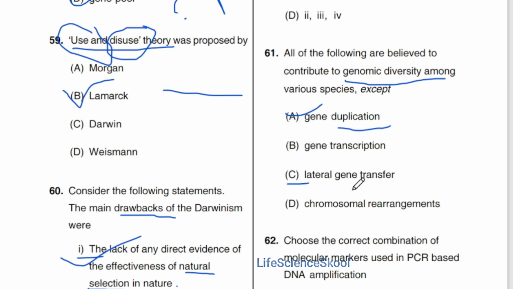We will move on to option C here, lateral gene transfer. What is lateral gene transfer? It is also called horizontal gene transfer. Lateral gene transfer is defined as the movement of genetic material between organisms. That is called lateral gene transfer or horizontal gene transfer. There are two types of gene transfer: lateral gene transfer, also called horizontal gene transfer, and the second type is vertical gene transfer.